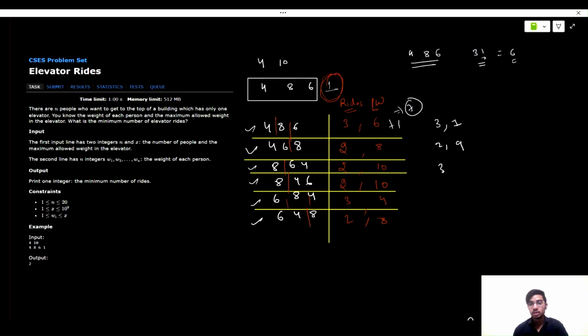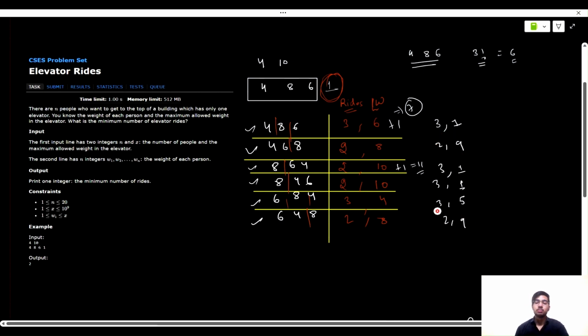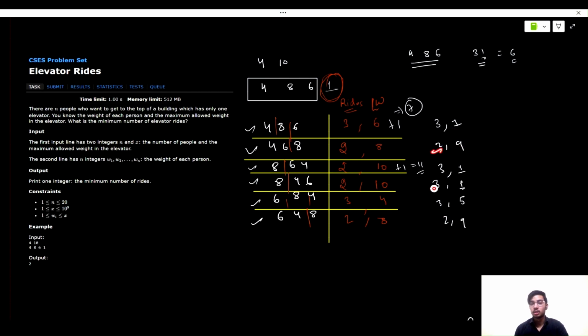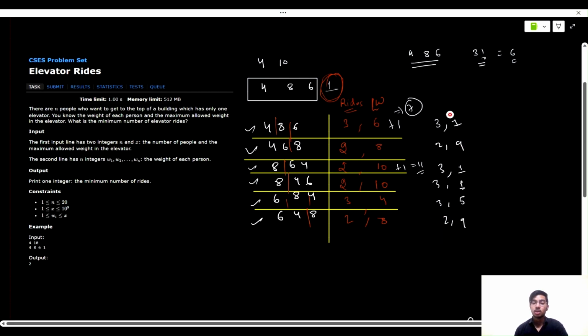For this 2, 10 case, you have to make another ride, because the last weight is 10, and if you add 1, this would be 11, which is not allowed. So you have to make another ride, and the last weight would be 1. Similarly for this, and for this. So you can find out that these are the two pieces of information from which you can make your answer.